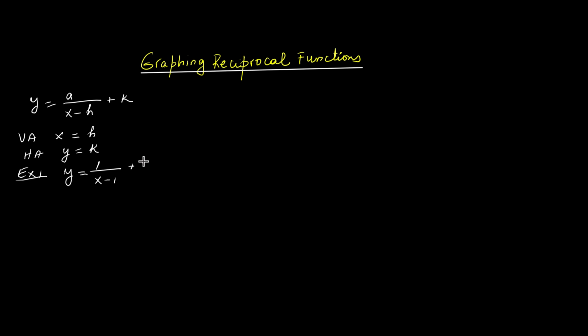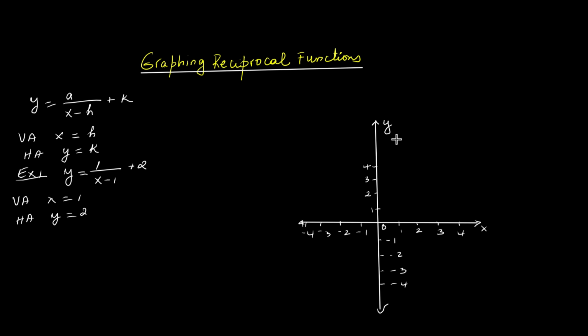Let us look at an example. Y equals 1 over x minus 1 plus 2. The vertical asymptote comes from x minus 1 equals 0, so x equals 1. The horizontal asymptote is y equals 2.